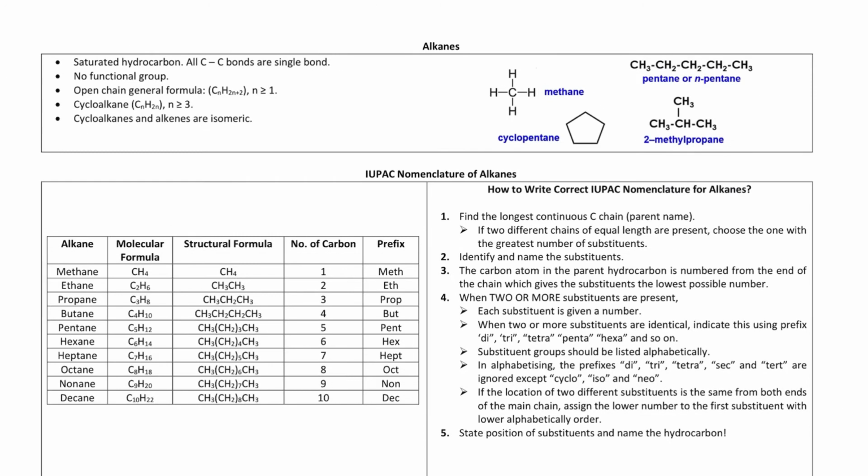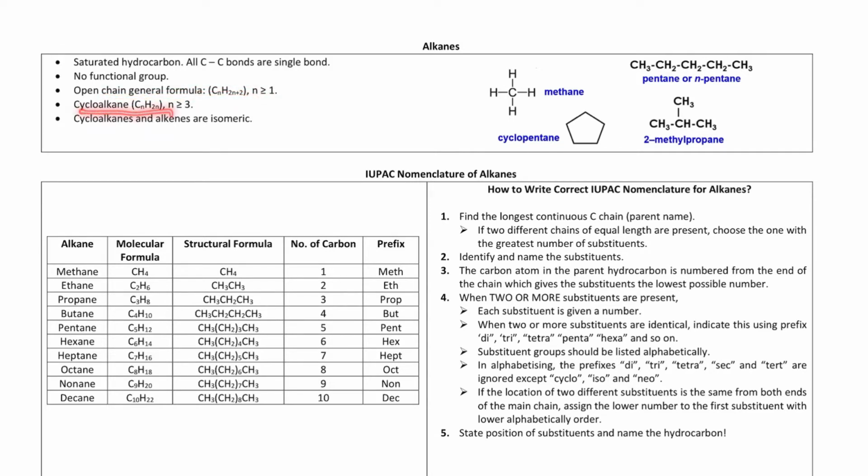So next kita tengok alkane. Introduction to alkane. Alkane adalah saturated hydrocarbon. Baru tadi kita discuss, sebab all the carbon-carbon bond dia adalah single bond. And then in chapter 4, we have learned that alkane tak ada functional group. And then the general formula for alkane adalah CnH2n+2, whereby n must be greater than or equal to 1. That is for straight chain alkane lah.